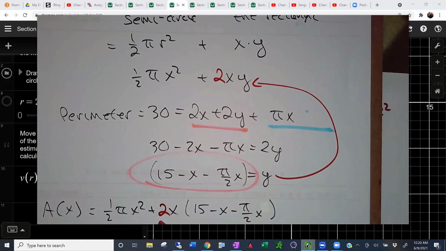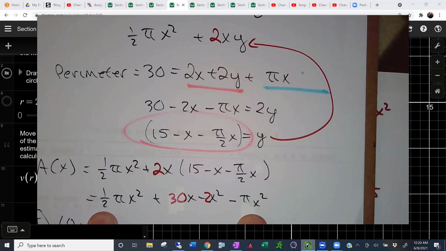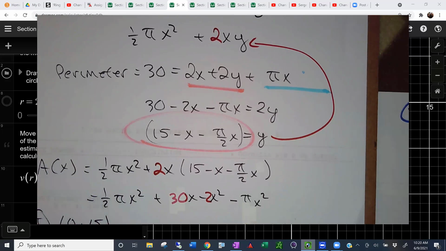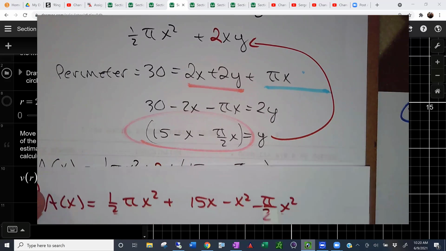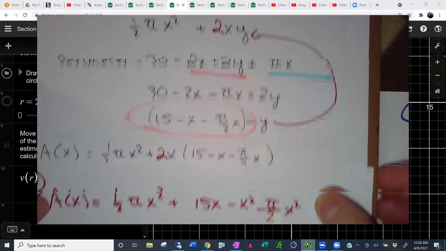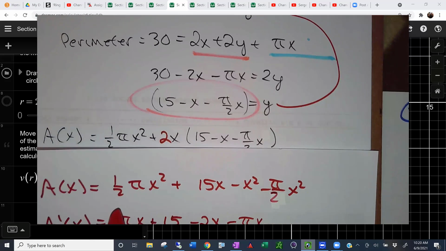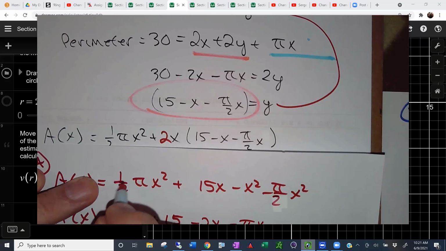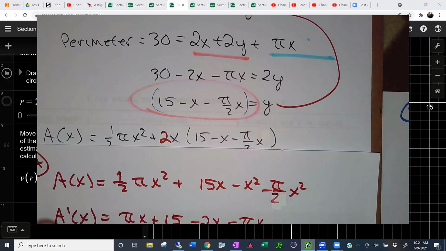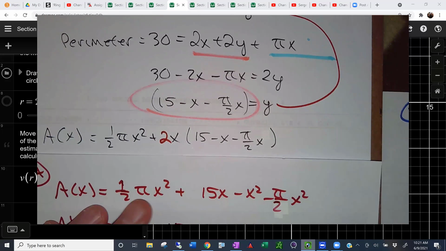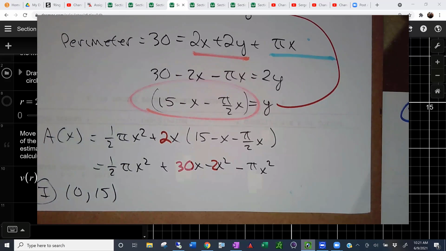If I then distribute the 2x, I end up with 30x minus 2x squared. The 2's here will cancel, leaving me with minus pi x squared. And actually, these are like terms. Let's copy that down on the next page. So that's going to be 1/2 pi x squared plus, let's see, this should be a 30x. Let's do that again.